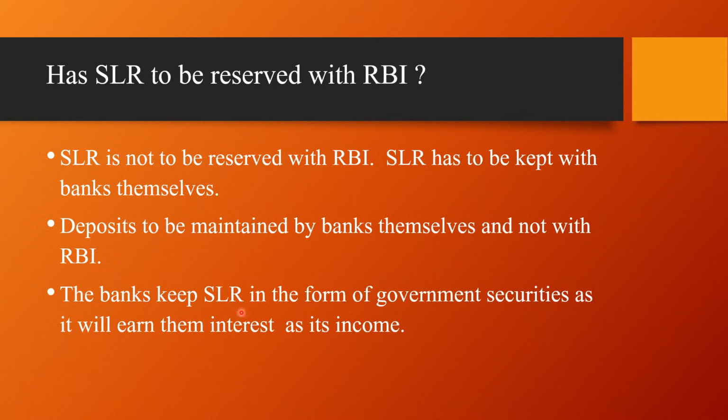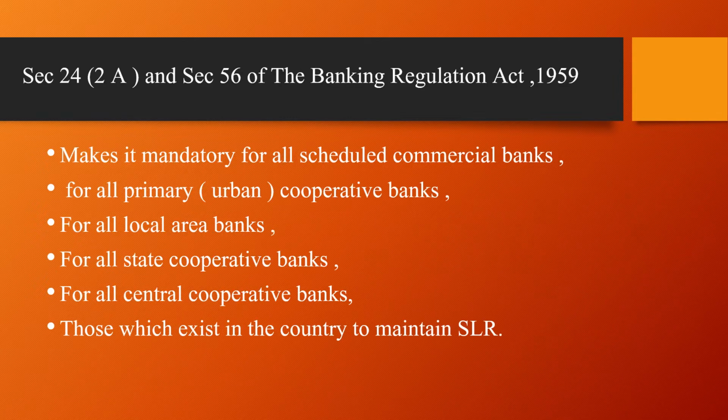Okay, the banks keep SLR in the form of government securities as it will earn them interest as income. Whatever the commercial banks invest in government securities for maintaining the mandatory statutory liquidity ratio, those government securities will earn interest, and that will be the income of that commercial bank. Clear? Next. See, Section 24, subsection 2A and Section 56 of the Banking Regulation Act 1959 makes it mandatory for all the scheduled commercial banks to maintain SLR. Now, for which all financial institutions is SLR compulsory?